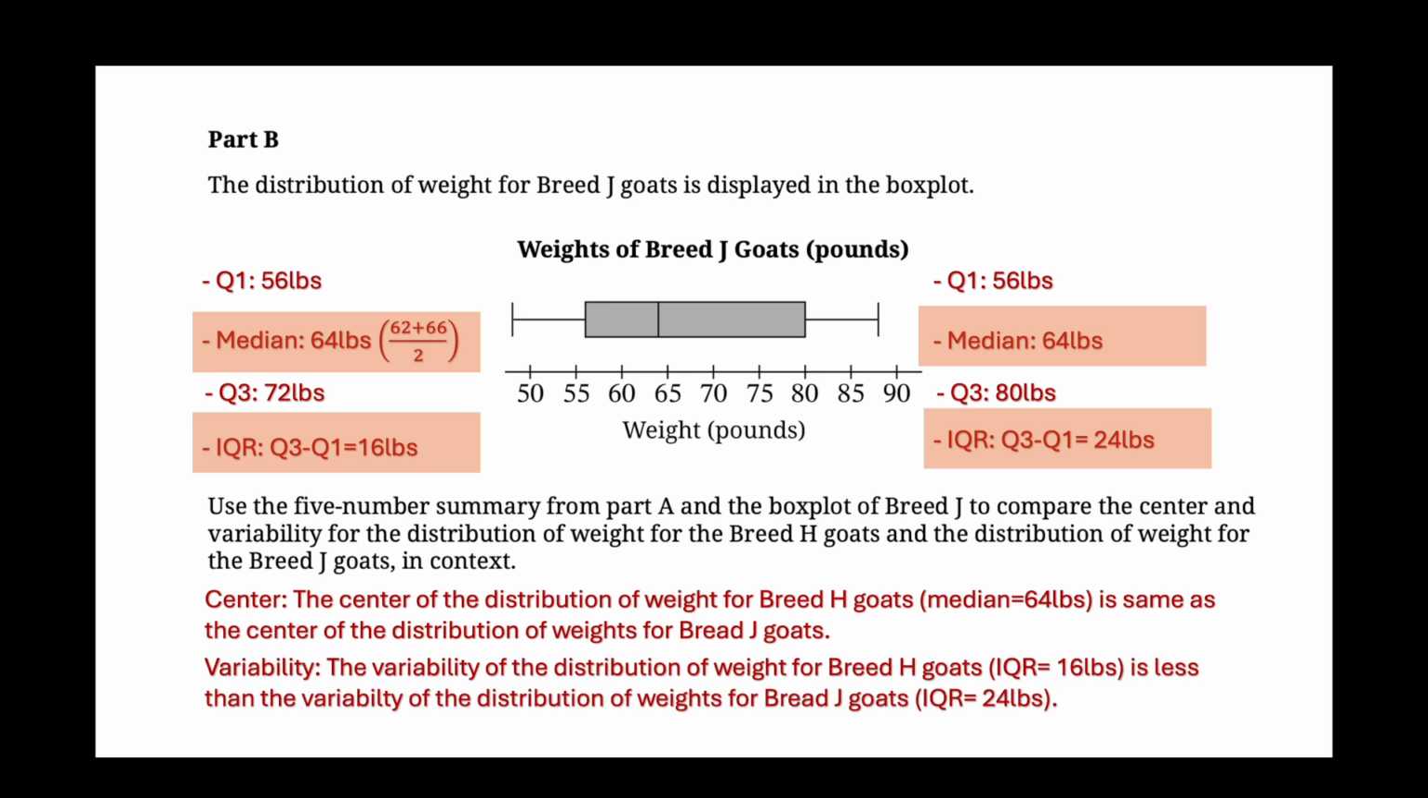And now the variability, the same thing, we use the comparative term and also the context. So the variability of the distribution of weight for breed H goats, which is 16 pounds, which is less than the variability of the distribution of weights for breed J goats.